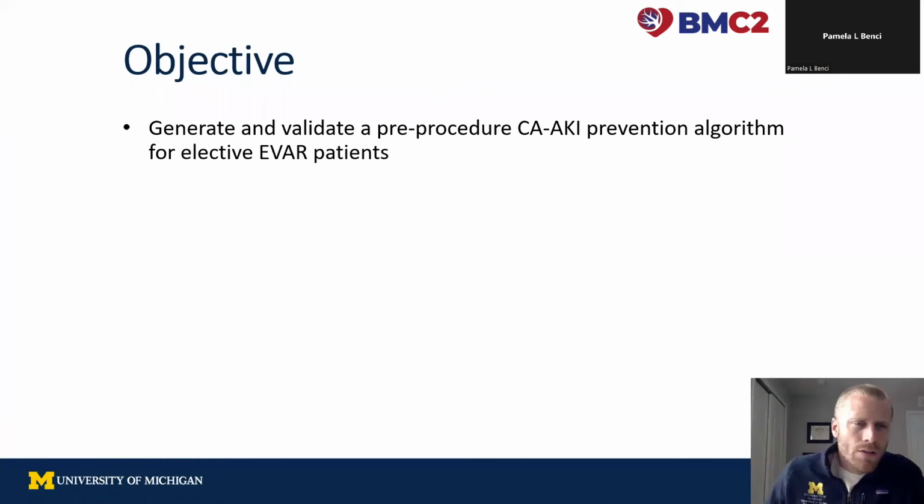So we set out to generate and validate a pre-procedure prevention algorithm for our elective EVAR patients, given the area for improvement at the University of Michigan, and the overall need for an actual prevention algorithm and risk calculator for our EVAR patients, seeing that all of these were done previously for patients undergoing PCI. So just some brief methods.